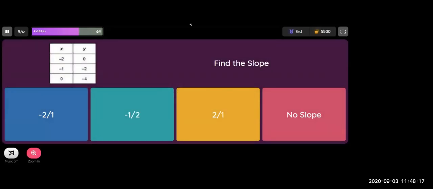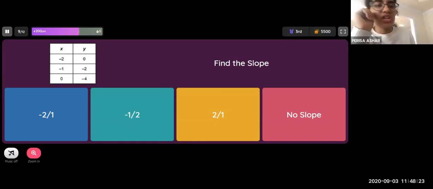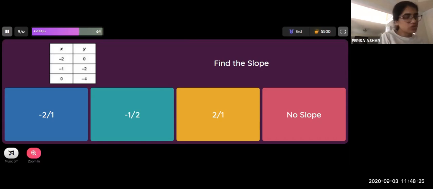So find the slope. Okay. Next. As Puri mentioned, you have multiple points, so you can choose any 2 points to find your slope. So we'll see.